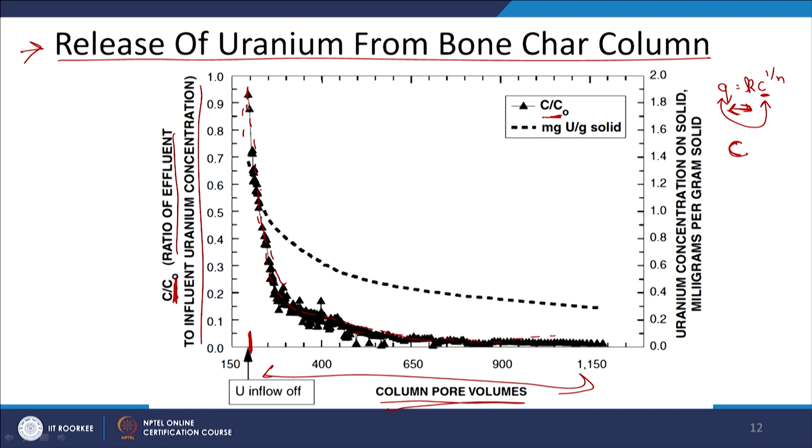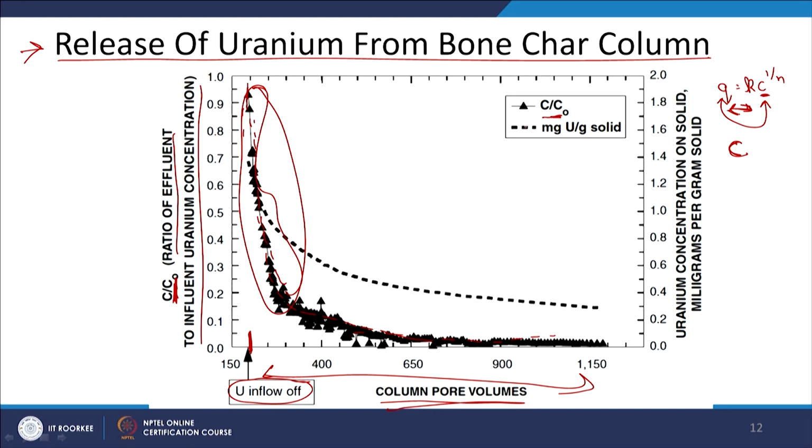So, we have a case where the system had breakthrough out here, and then they stopped. They are not putting in inflow anymore, but just pumping water through. But obviously, you see that there is some concentration of uranium coming through in this uncontaminated water. So, what does that mean? You have desorption here. You can observe desorption out here.